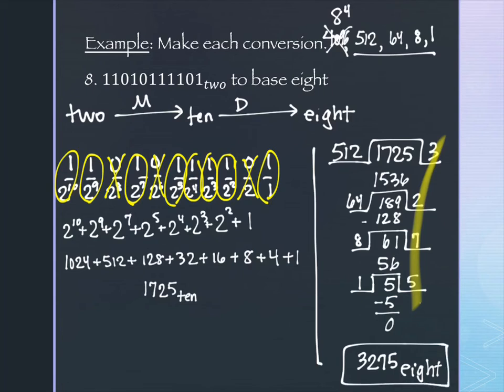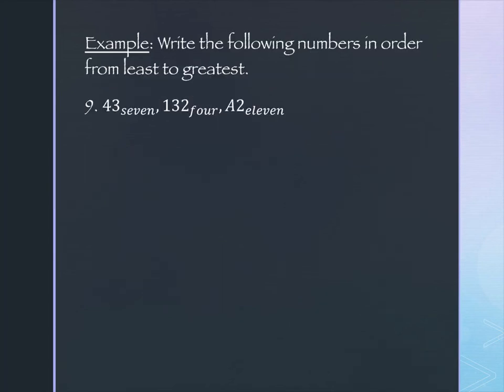All right, our last example is actually writing them in order from least to greatest. In order to figure out if something's smaller than another one, we need something in common, in particular the bases. If I can turn all of these into base 10 numbers, I'll be able to compare them. And because they're all given in other bases, I can do that with multiplication. So remember, we turn other bases into base 10 by multiplying.